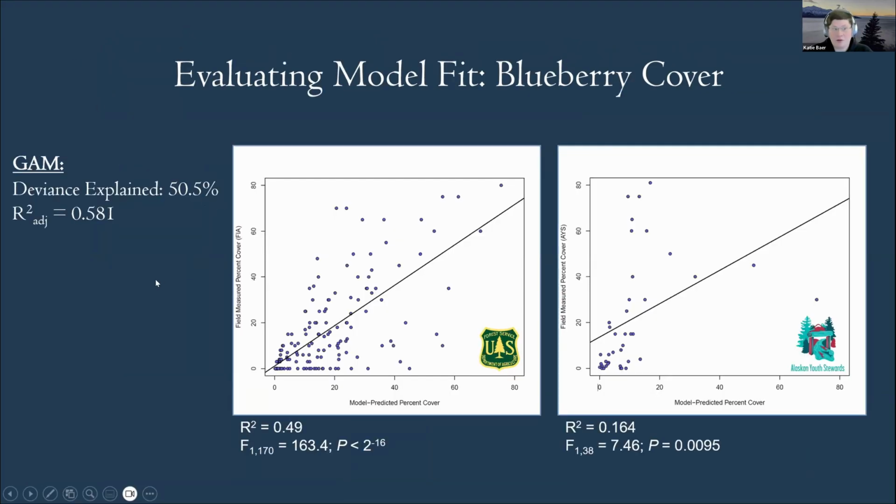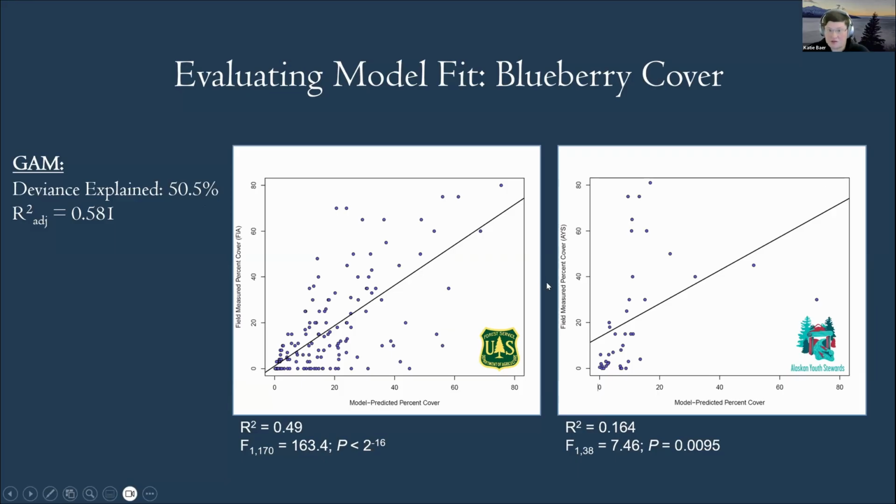This is for the blueberry model. The generalized additive model significantly outperformed a null model, so it's a fairly good fitting model. And if we look at it compared against a withheld data set of FIA data, there's a significant, strong, positive relationship; it does a pretty good job. And the same is true when we look at it against this Alaskan Youth Stewards data.